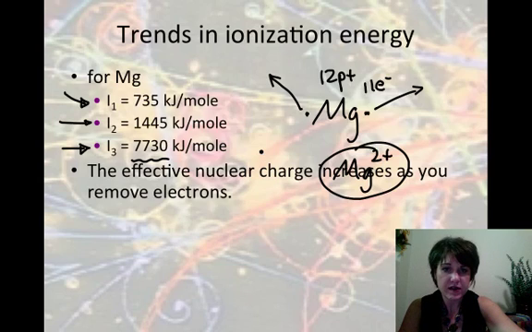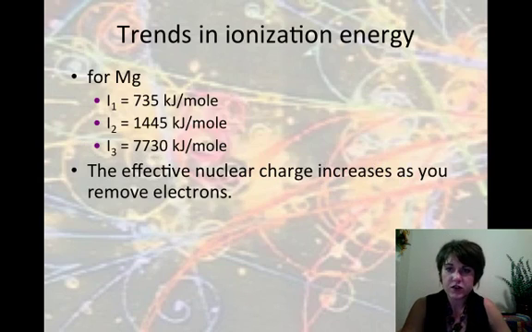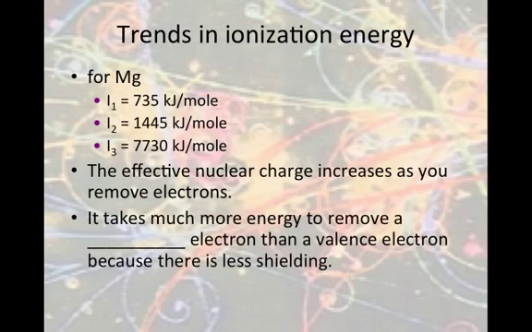So what we see is that the effective nuclear charge increases as you remove electrons because the radius of the atom can get smaller. It takes a lot more energy to remove a core electron than it does to remove a valence electron because with a core electron there's less shielding.